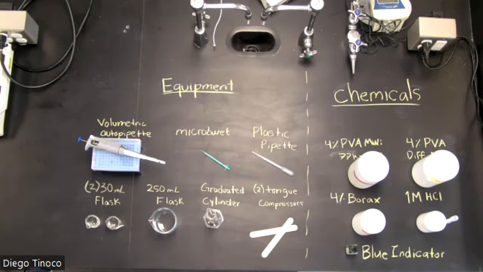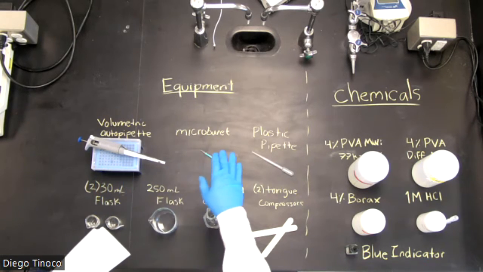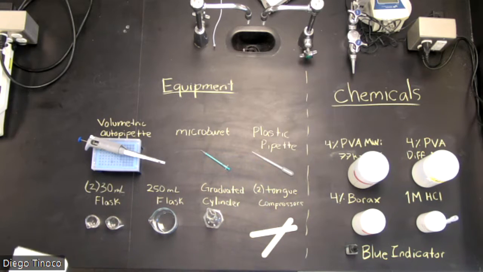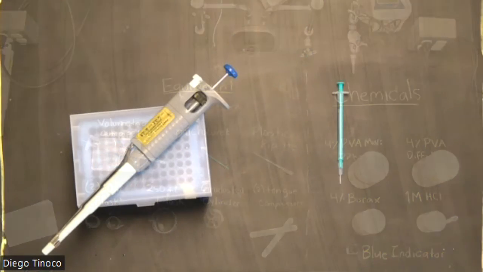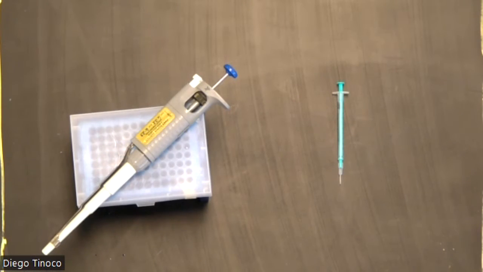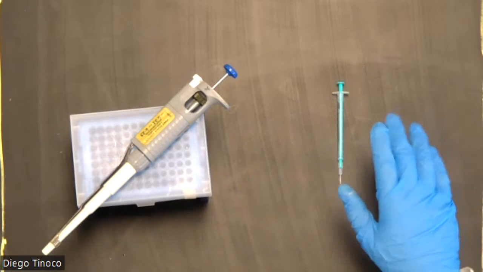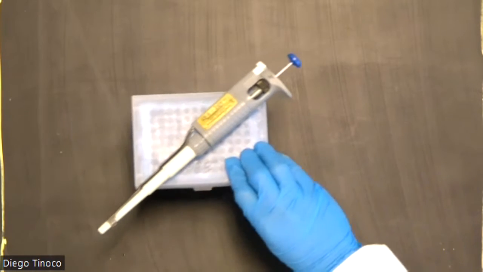Before we move on, I am going to recap how to use a volumetric autopipette and how to use a microburette. As I said previously, I will now demonstrate how to use the volumetric autopipette and the microburette. First, I will demonstrate to you how to use the volumetric autopipette.